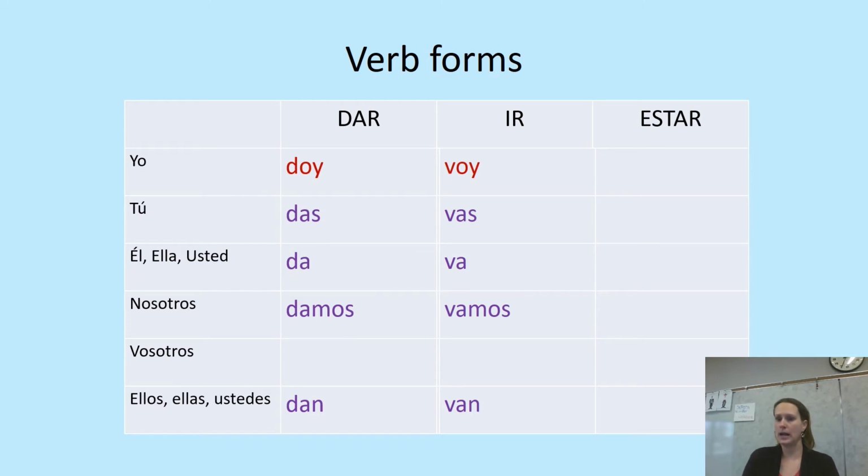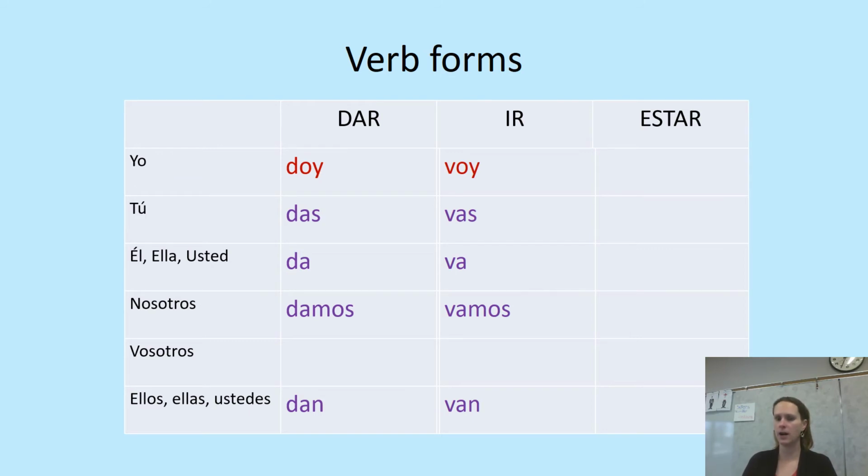So, yo voy a la tienda. I go to the store. Yo voy a la escuela. Yo no voy a la clase de ciencias. I don't go to science class. So, that is irregular. The other forms are not.